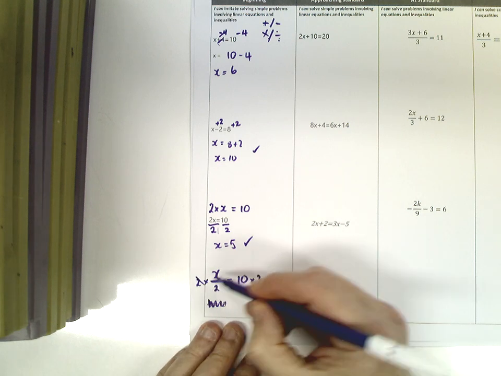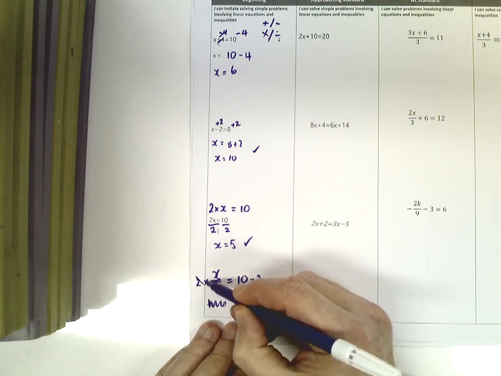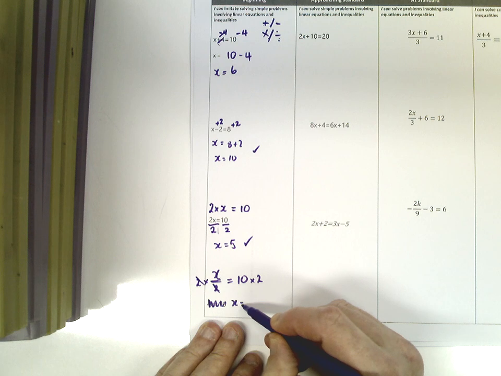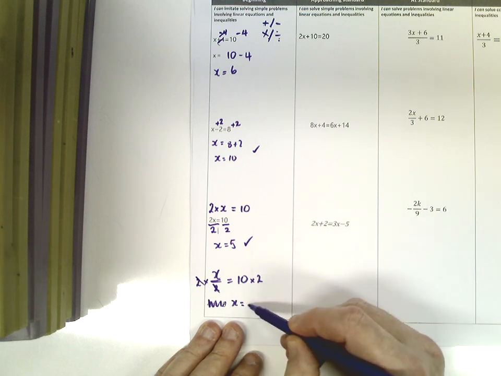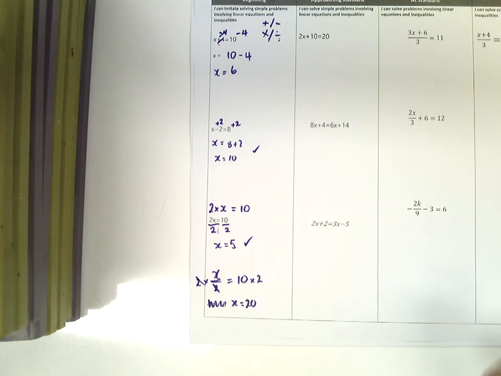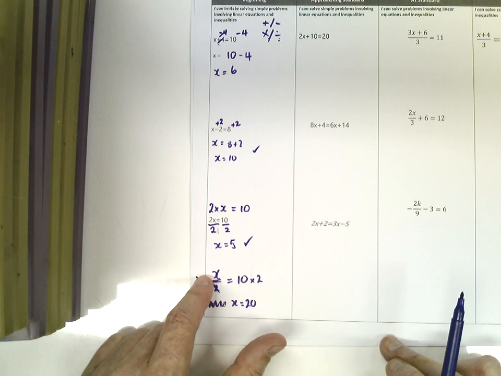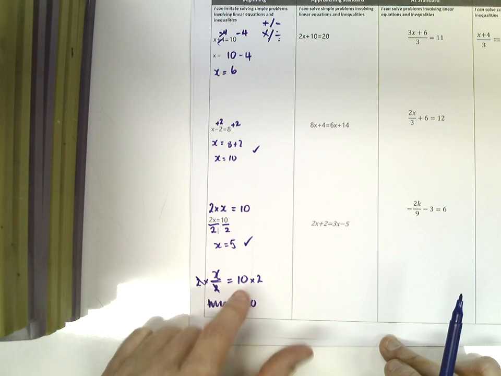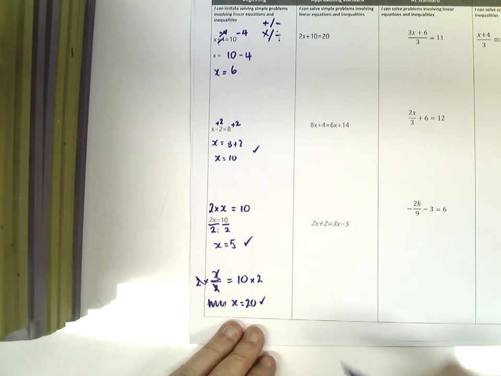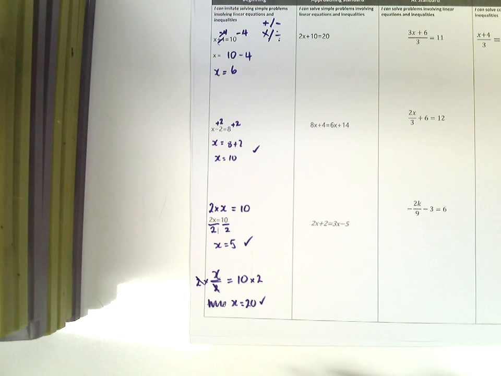And so 2 divided by 2 is 1. 1 times x is x. And then, of course, we've got 10 times 2 is 20. Once again, checking, we put 20 back into this. So 20 divided by 2 is, in fact, 10. So we've managed to put our answer back in, and we've managed to check it.